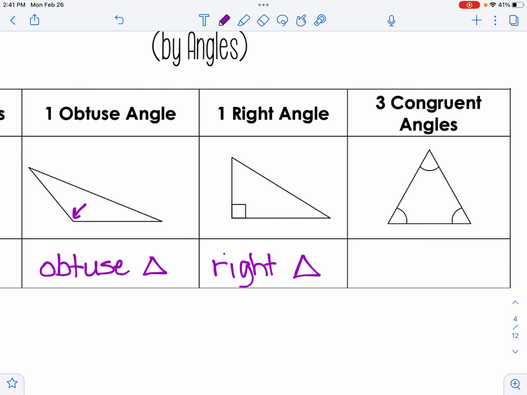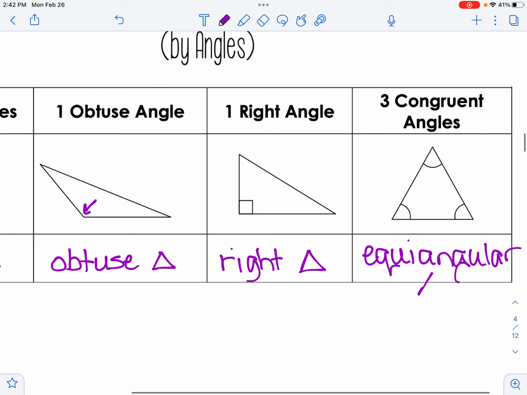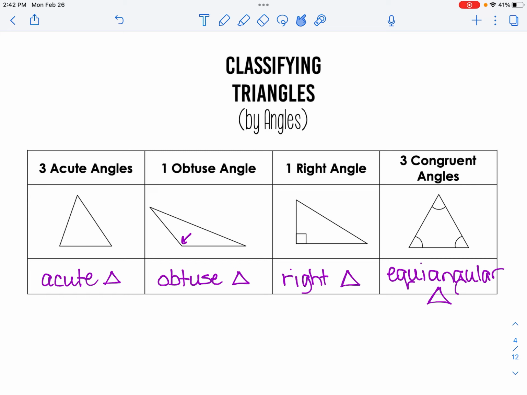Okay. And then lastly, if you have 3 congruent angles, all 3 of these angles are the same. You can see here with the tick marks and the arc marks on those 3 angles that they're all the same. So if that's the case, we call this an equiangular triangle. So how do we classify triangles by angles? It's either acute, obtuse, right, or equiangular.